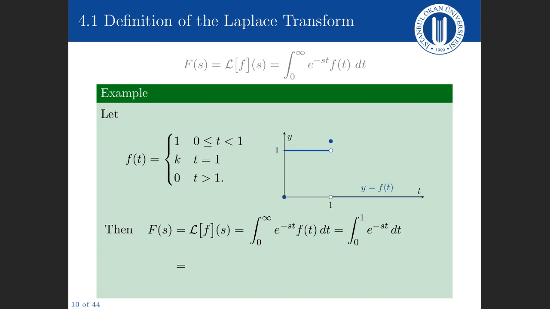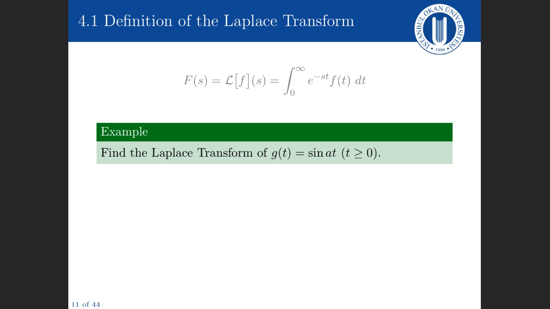So really, we're just calculating the integral from 0 to 1 of e to the power minus st. And we can calculate this. We know how to do this. We get 1 minus e to the power minus s divided by s. And this is defined as long as s is strictly greater than 1.